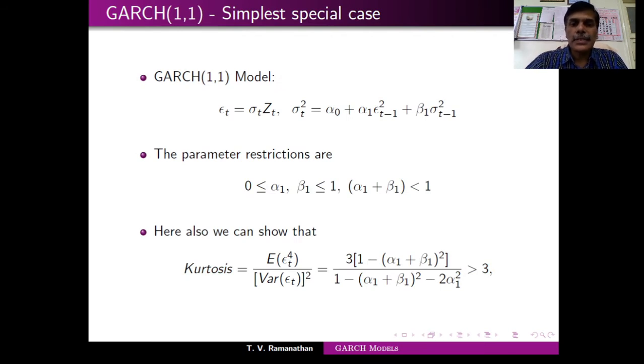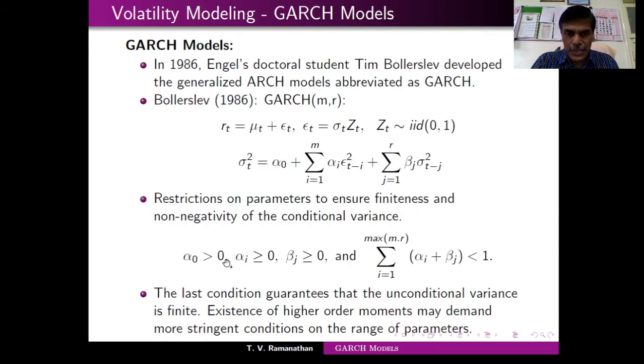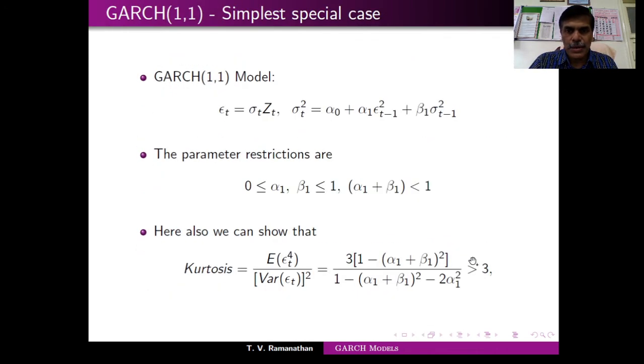Now let's look at some of the special cases. GARCH(1,1). The simplest case is GARCH(1,1). In the GARCH(1,1), the model turns out to be this. I put m equal to 1 and r equal to 1, so you get this equation, the GARCH(1,1) equation. Now the parameter restrictions corresponding to this: I have alpha 1, I have beta 1, and alpha 1 plus beta 1 less than 1. M and R are 1, so the maximum is also 1. So alpha 1 plus beta 1 less than 1. That's the restriction that I get.